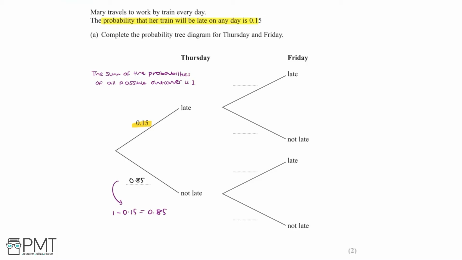But now we know that the probability that her train will be late on any day is 0.15. And so this means that the probability that the train will be late on Thursday is the same as the probability that the train will be late on Friday. And so our diagram for Friday will be exactly the same as the diagram for Thursday, because we know that the probability of the train being late is equal to 0.15, and so the probability that the train is not late will be equal to 0.85.